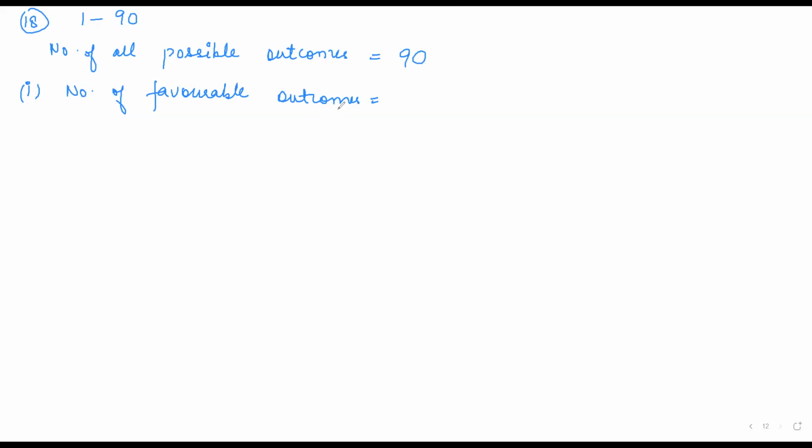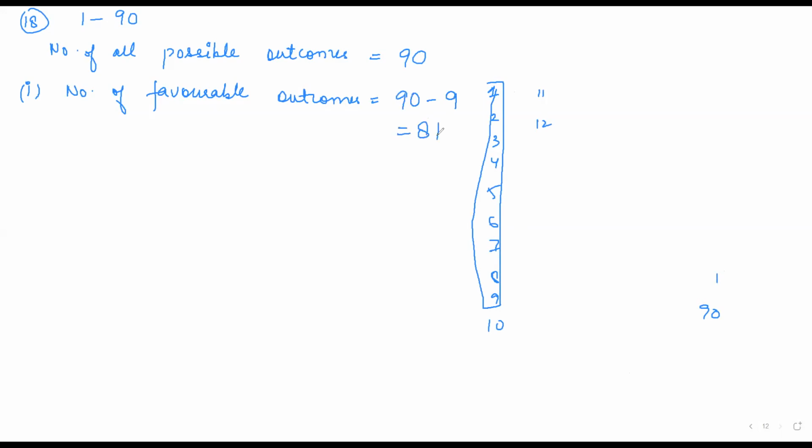See, there are discs. So there are numbers 1, 2, 3, 4, 5, 6, 7, 8, 9, 10, and then 11, 12, and like that up to 90, right? You want discs which are containing only two-digit number. That means these discs you don't want. How many discs are there? 9 discs, 1 to 9. So out of this 90, these 9 discs you don't want. So only 81 are your favorable outcomes, correct? Yes, ma'am. So the probability of a two-digit number is 81 divided by 90. So 9 into 9 is 81, and 9 by 10, you can say this.